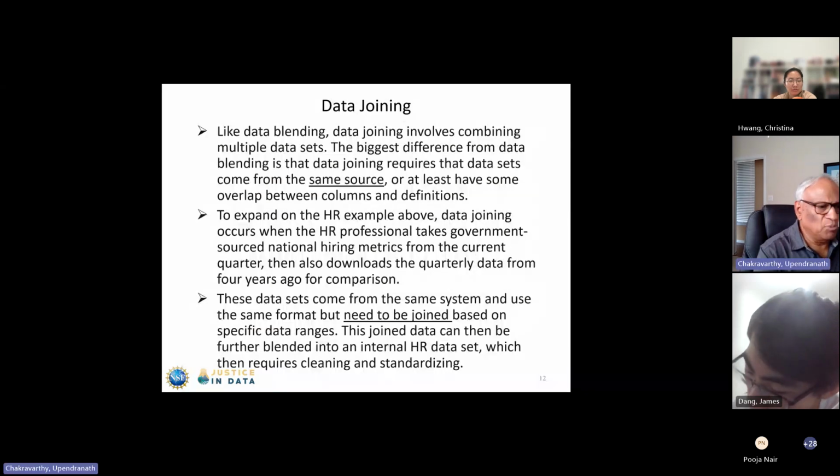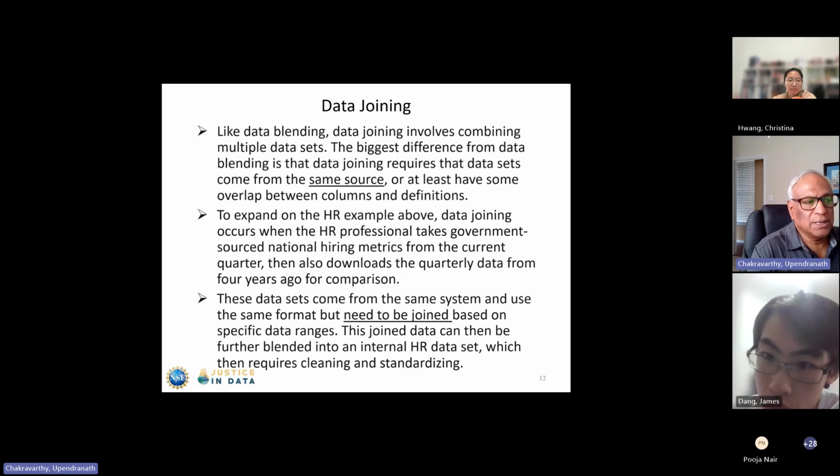Data joining is more straightforward. This is essentially joining tables or relations within a DBMS by applying the join command using SQL. So like data blending, data join involves combining multiple data sets. The difference is that joining requires that data sets come from the same source, or at least have some overlapping column between them in order to do the join.